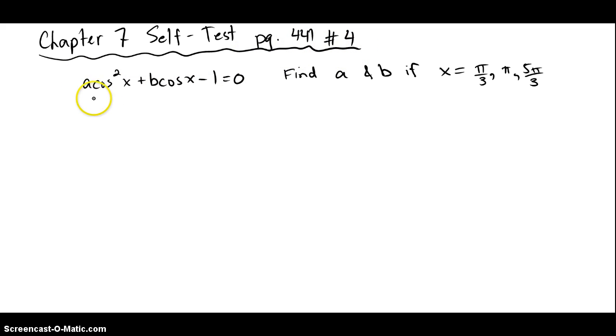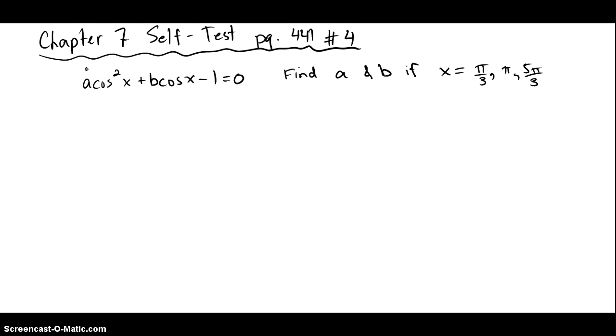This is the Chapter 7 self-test, page 441, number 4. It says we have an equation a cos squared x plus b cos x minus 1 equals 0, and it wants us to find a and b. It tells us the solutions of this equation on the interval from 0 to 2 pi. So basically we're working backwards. They gave us the answers and they want a and b, or the equation in this form.